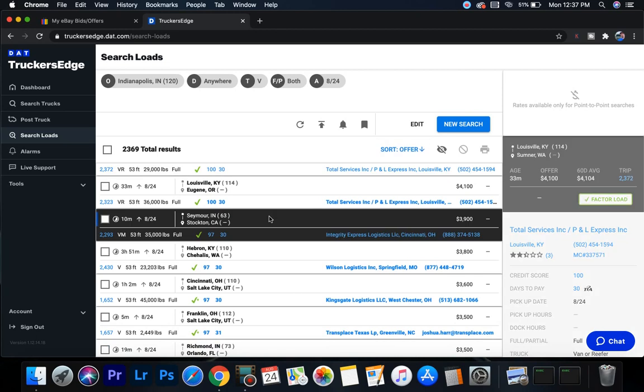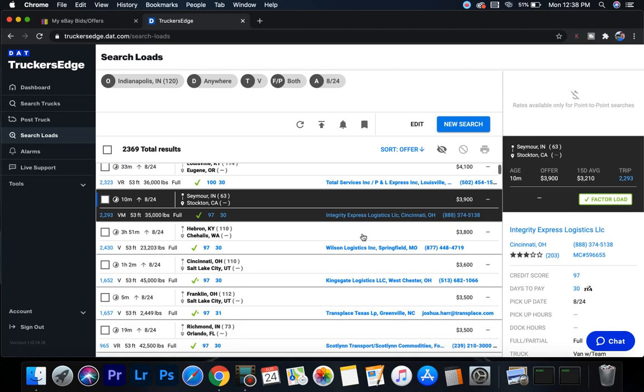Let's see. $3,900 to go to Stockton. I don't want to go to Stockton, but I want to go to Cali. 3,900 is well over the 15-day average. The 15-day average has been around $3,200. So that's good. That's good.